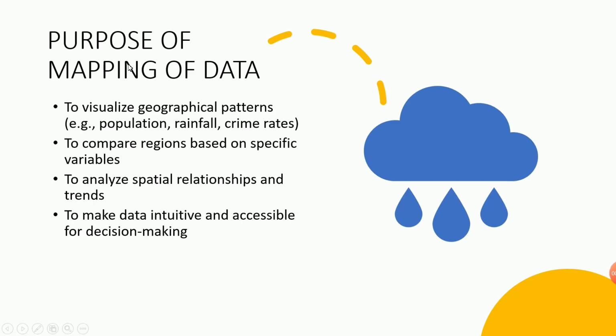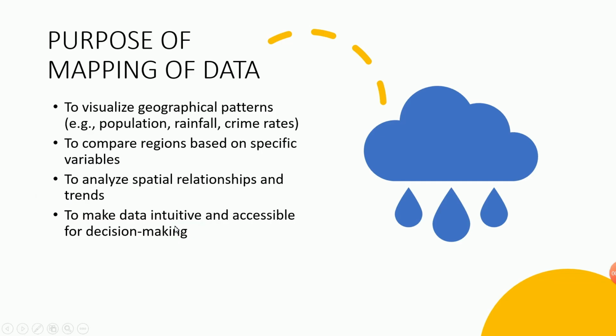So why are we doing that? The purpose of mapping of data. First is to visualize geographical patterns. Mostly what they are doing is population, rainfall and crime rates. Next, to compare regions based on specific variables. So if I am comparing the crime rate or rainfall of one particular region with another region, like that I am comparing. Next, to analyze spatial relationships and trends. So how the trends are affecting one another, how it is going on.